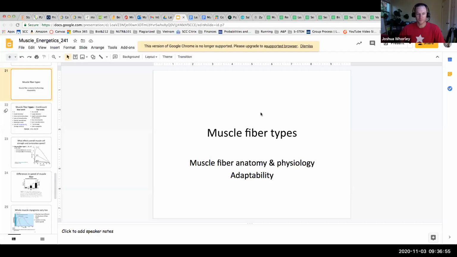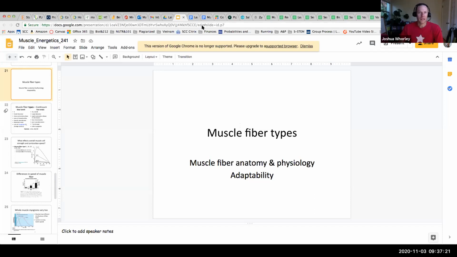Hello, folks. In this video, we're going to cover different muscle fiber types. So we've learned all about muscle fibers in general, their anatomy, their physiology, what substrates they use to make ATP, where ATP is used during a muscle contraction. So we've now come to this point where we have to talk about these different types of muscle fibers.